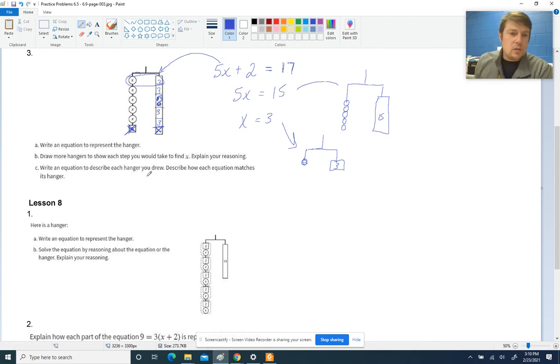Write an equation to describe each hanger that you drew. We kind of already did that as we were going along. And describe how each equation matches its hanger. I think that was kind of done as I was explaining that.